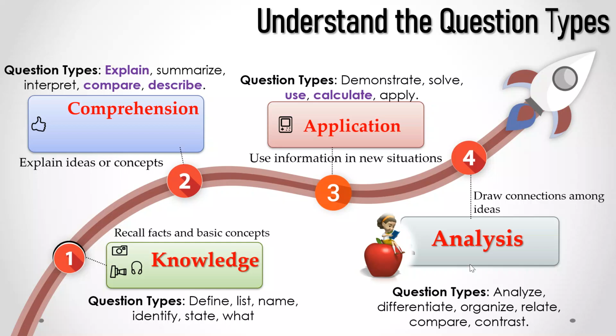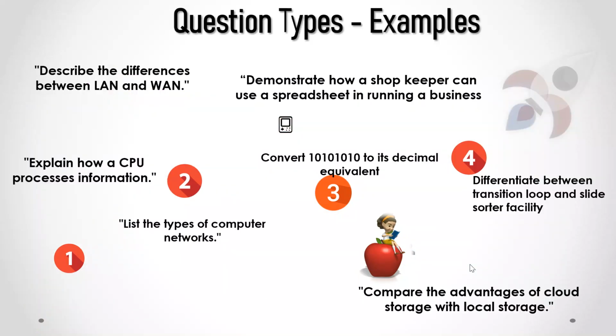Then category number 4, analysis question. Under analysis, we expect you to draw connections among ideas. So here you need to ensure that you draw connections. Question types include analyze, differentiate, organize, relate, compare, or even contrast. That is under analysis. So I'm going to give examples on each of these question types.